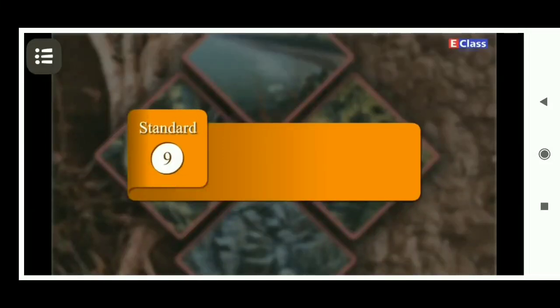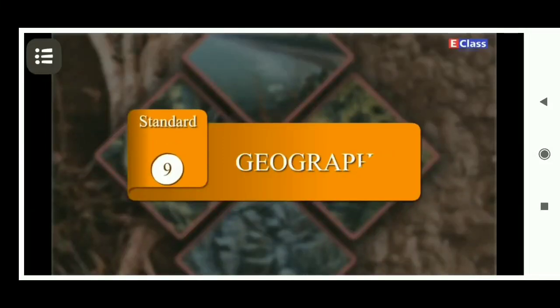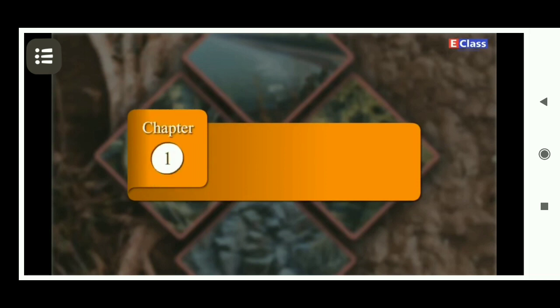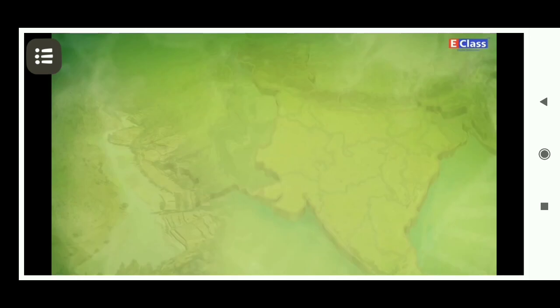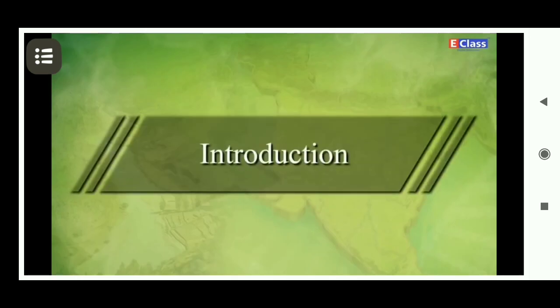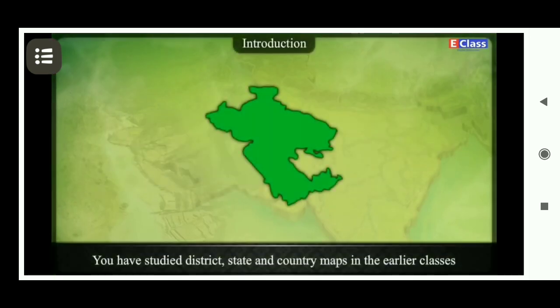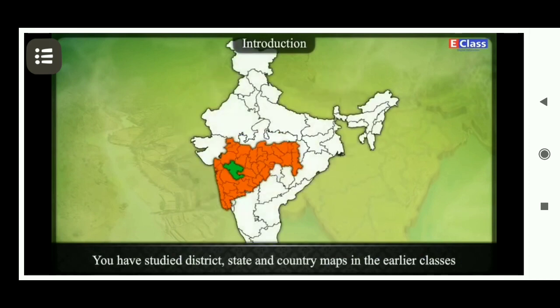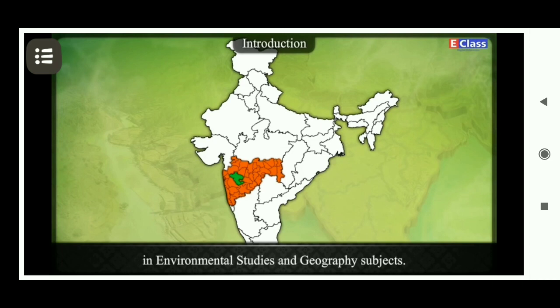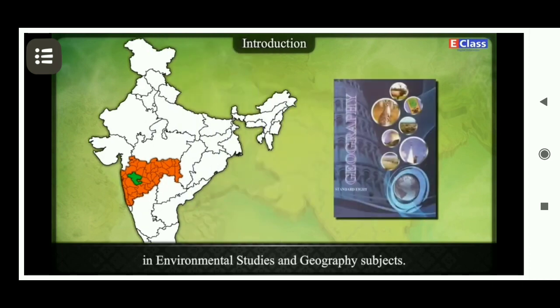Standard 9 Geography, Chapter number 1: Distributional Maps. Introduction. You have studied district, state, and country maps in the earlier classes, in environmental studies and geography subjects.